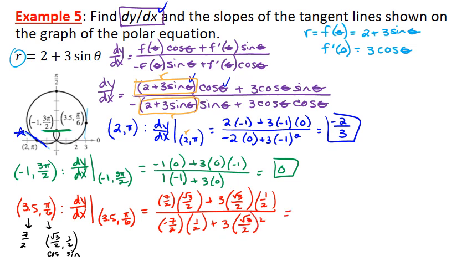Plug that into your calculator and you'll find this is approximately 8.660. That is a very steep slope, and as you can see here, that looks about right. Okay, onward.